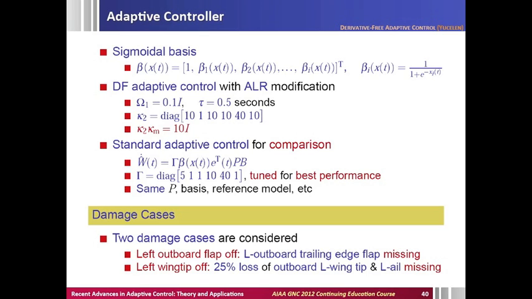And we are going to consider two hardest damage cases. The first one is the left outboard flap is off. Basically, here the left outboard trailing edge flap is missing. And the second case is the left wing tip off. What I mean by that is 25% loss of the outboard left wing tip, and also the left aileron is missing.